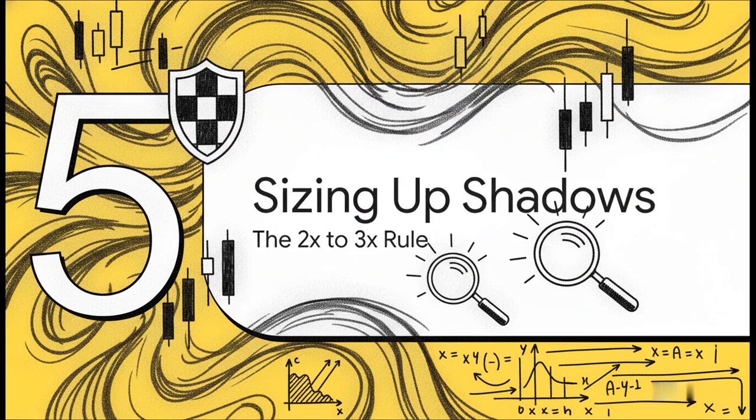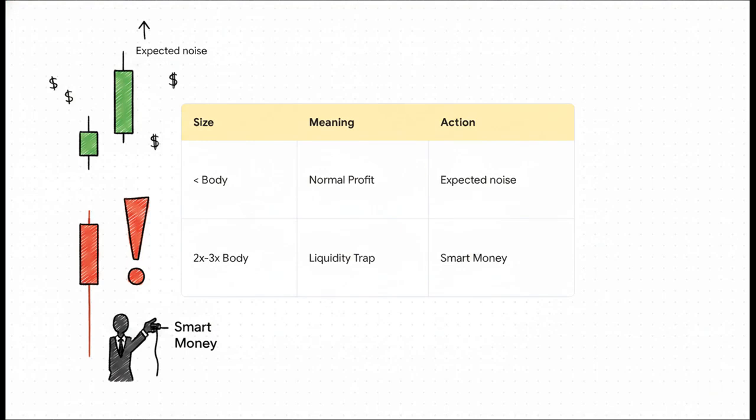Here's the exact mathematical formula to solve the mystery. We essentially have an ultimate decoder ring for this problem, and it comes down to simple math. If you're looking at a chart and you see a shadow that is smaller than the candlestick's body, you can usually relax a bit. It typically indicates normal, healthy profit taking. It's just expected market noise. Maybe day traders casually closing out their positions, and that shadow is actually highly likely to be filled in later.